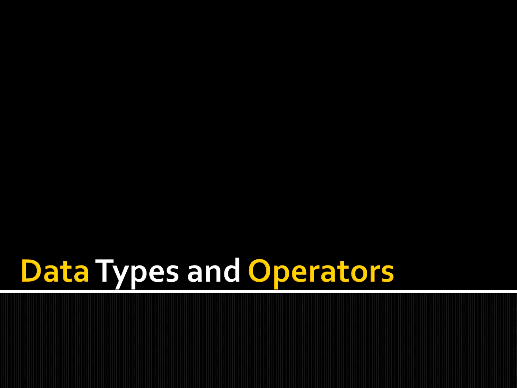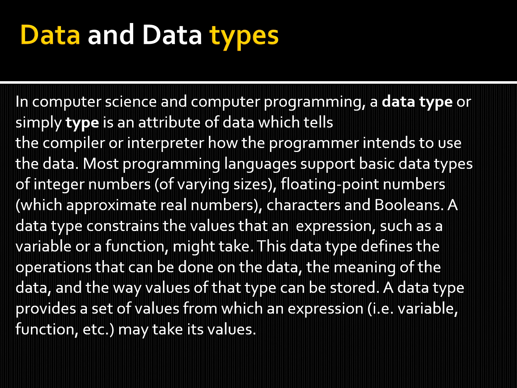Data types and operators. In computer science and computer programming, a data type, or simply type, is an attribute of data which tells the compiler or interpreter how the programmer intends to use the data.